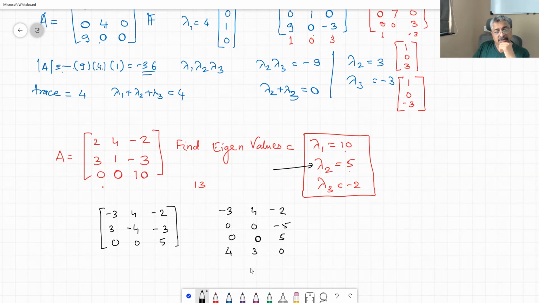Will it give us 0, 0, 0 every time? Yes or no? 4 3 12, 4 3 12, 0. So if I multiply this vector by 4, 3, 0, I get 0, 0, 0. So this is my eigenvector for the corresponding value of 5. The eigenvector for 5 is 4, 3, 0. It is easy, very easy.